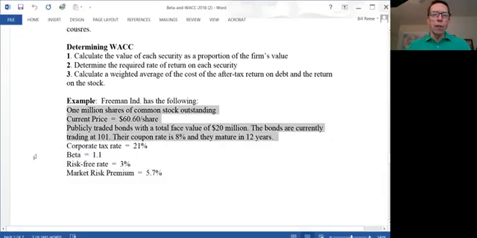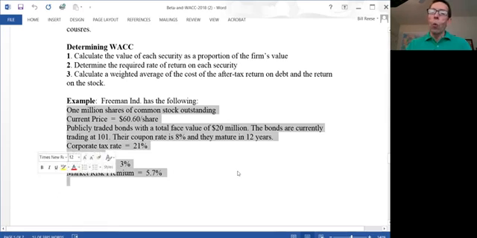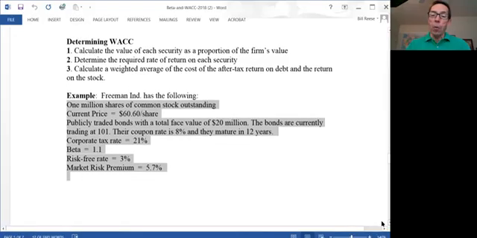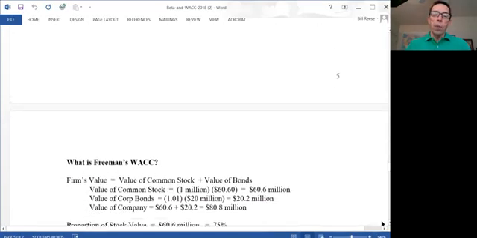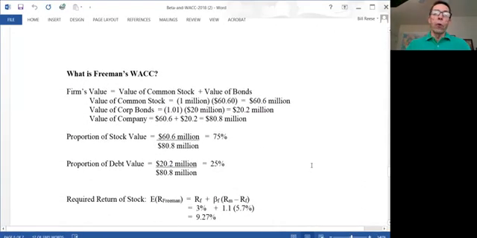So we're going to take this information to find out what is Freeman's WACC, its weighted average cost of capital. So we go on to our next page of our notes, and we find, first of all, what is the value of the stock? The value of the stock is going to be the number of shares outstanding times the price per share. So that's going to be $60.6 million. If you wanted to buy all the stock of Freeman, and if you could do it at the current price, it would cost you $60.6 million.